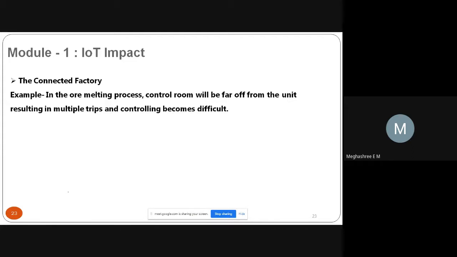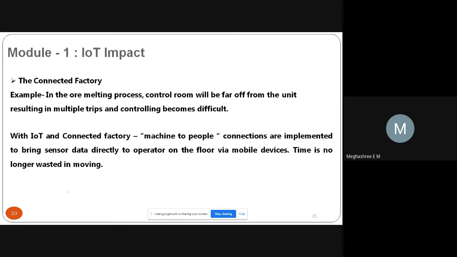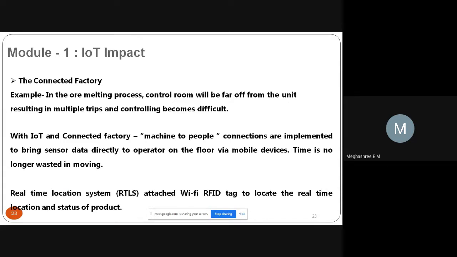So that's why, to overcome such problems, you can connect the factory to the internet. If it is connected to the internet, you can handle it comfortably from the control room. You can control the machine which is involved in the ore melting process. Okay, so that is an example for this. Similarly, many examples are listed here.